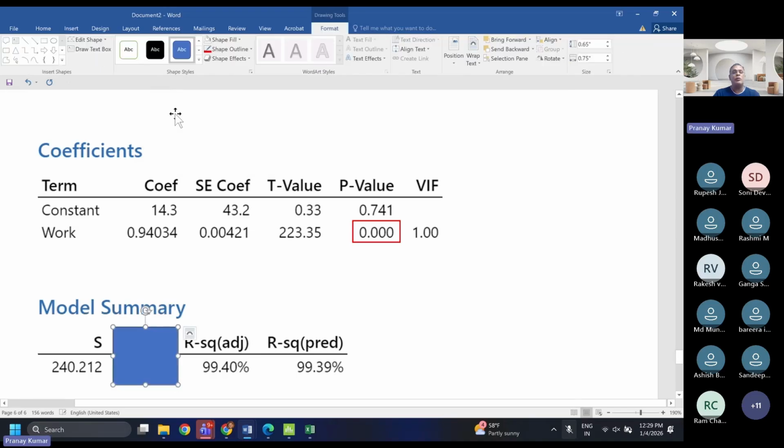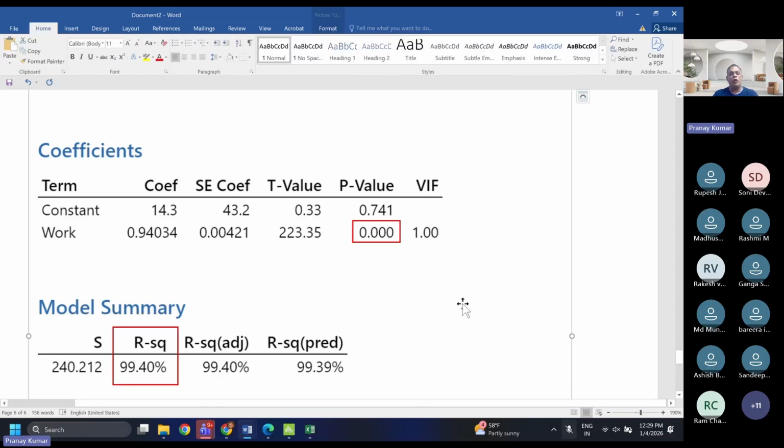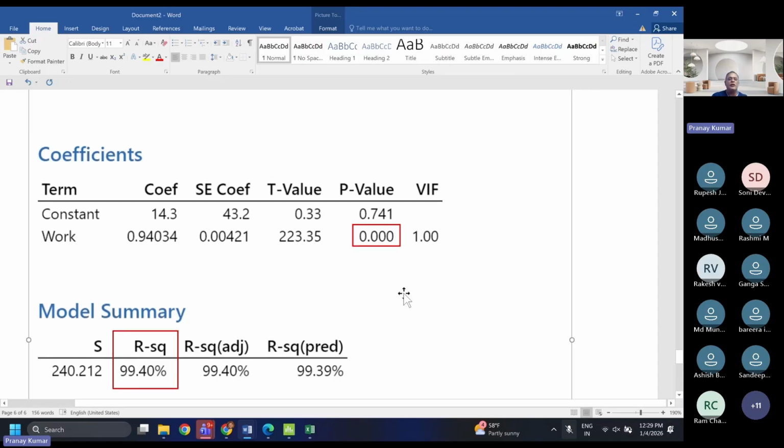What is the highest R square possible? 100%. What is your current value? 99.4. Correct, everyone? Best possible is 100%. What are you getting right now? 99.4. Meaning very, very significant impact. You can almost bet your neck that if you want to improve your collection, you must focus on this factor.